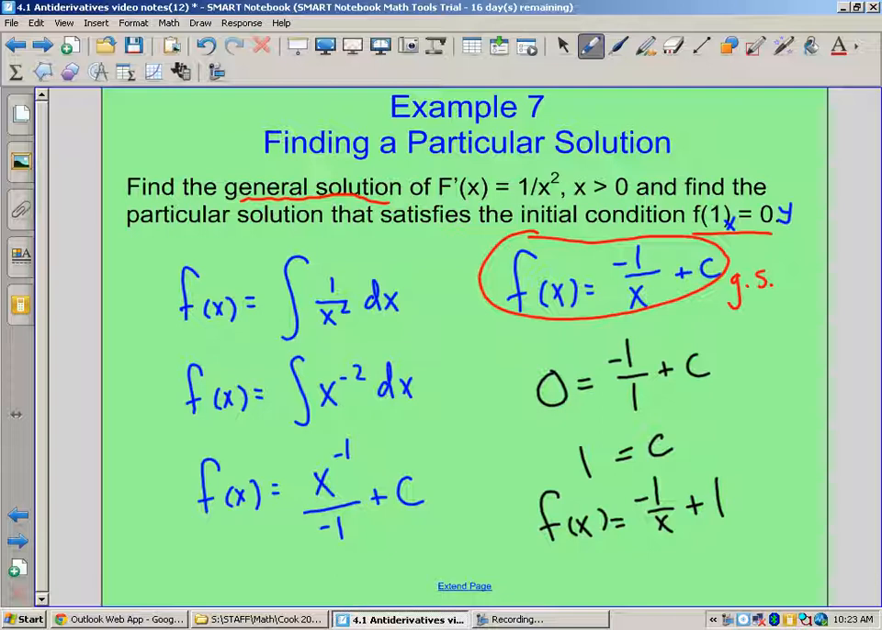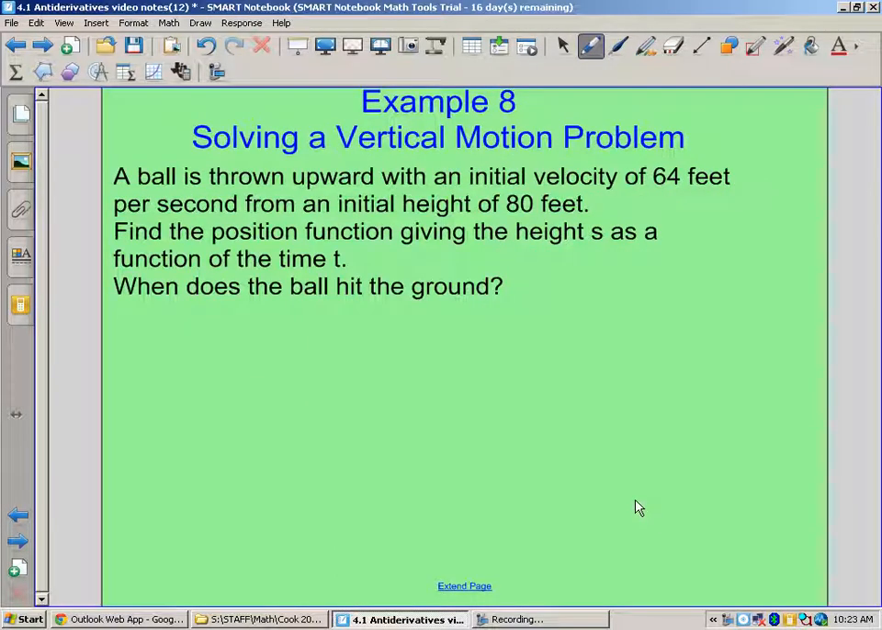And then last but not least, we have an object being thrown in the air. A ball is being thrown upward with an initial velocity of 64 feet per second from the initial height of 80 feet. So find the position function, giving the height s as a function of t. And then, when does the ball hit the ground?